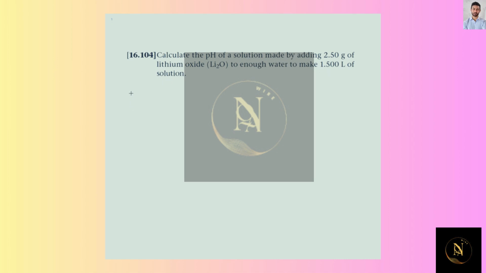So we are given 2.5 grams of Li2O. To find moles, you have to divide by its molecular weight. To find the molecular weight, you just do 2 times Li plus 1 oxygen, because that is its molecular makeup. And so the molecular weight of Li2O is 29.88 grams per 1 mole.